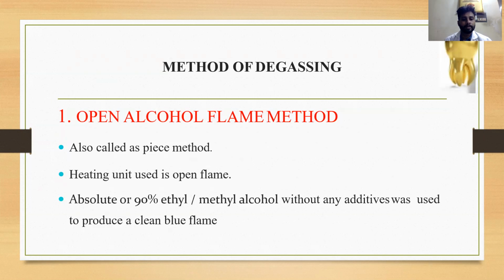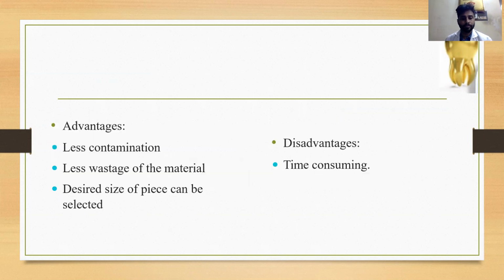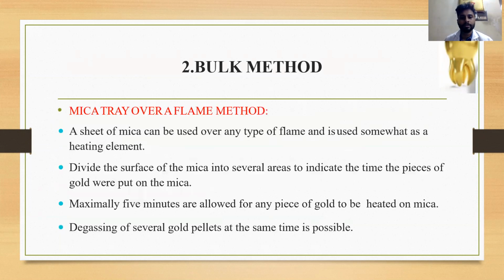Absolute or 90% ethyl methyl alcohol without any additives is used to produce a clean blue flame. Gold foil is held with the instrument and heated over a clean blue flame of absolute alcohol. Gold is passed over the middle zone, which is the reducing zone, for 3 to 5 seconds. Temperature of the flame is 1300 Fahrenheit and heating is done until gold becomes dull red. The advantages are less contamination, less wastage of material, and the desired size of piece can be selected. The disadvantage is, of course, that it is time consuming.